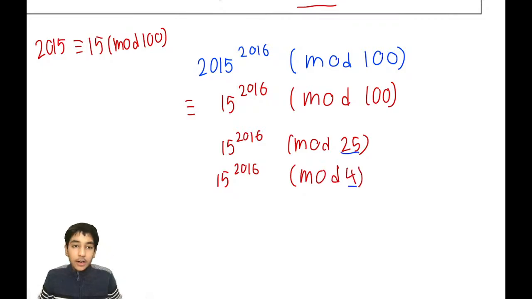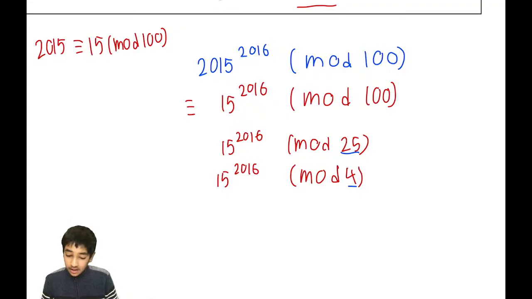But be very careful here. We can only split up mods by the Chinese remainder theorem if our mods are relatively prime. Very big emphasis on that. Just like Euler's Totient theorem failed in this case, make sure to remember that we can split it up into mod 25 and mod 4 by the Chinese remainder theorem.